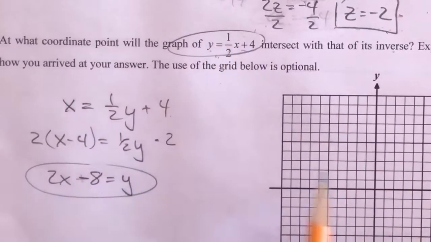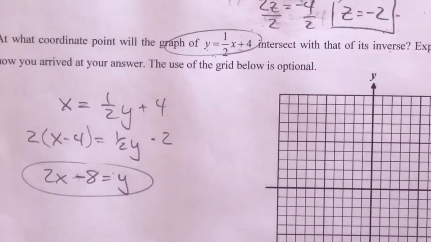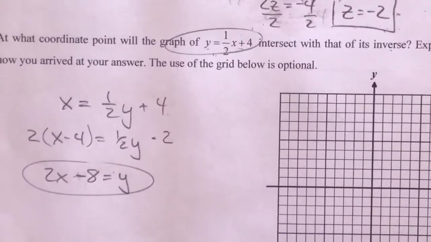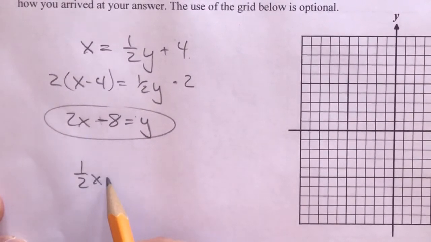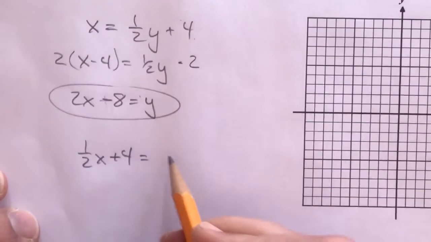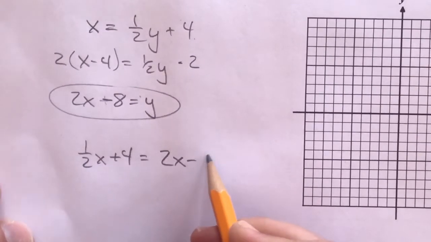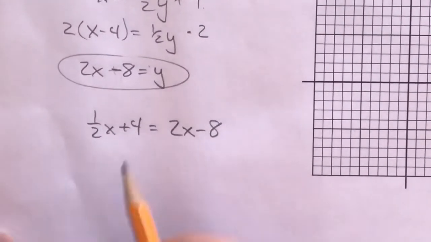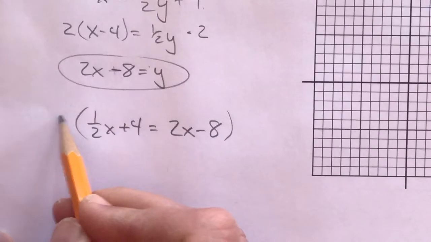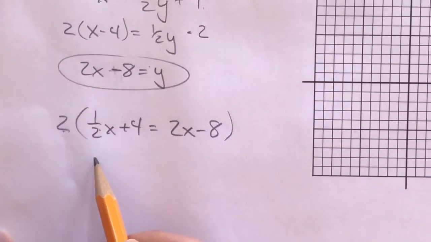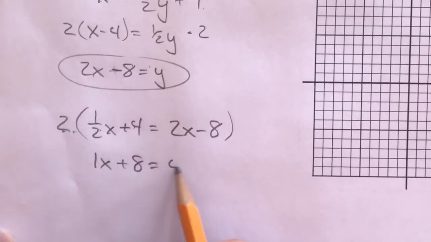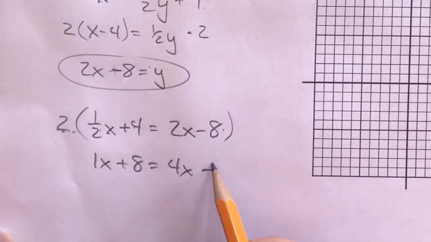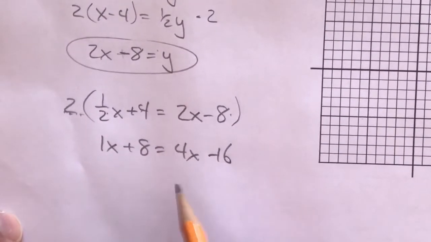Here's the original. Where do they meet? You could do it on graph paper. I'll show you at the end on the graphing calculator, but let's just solve it algebraically. Set them equal. When is 1/2 x plus 4 equal to its inverse, 2x minus 8? I like to get rid of my fractions, so I'm going to double everything. 2 times 1/2 is just 1x. 2 times 4 is 8. 2 times 2x is 4x. 2 times negative 8 is negative 16.